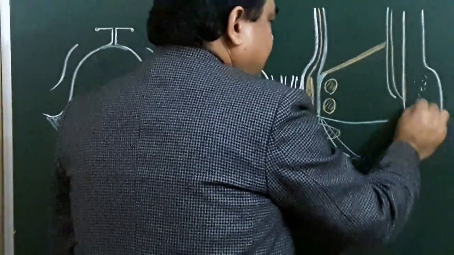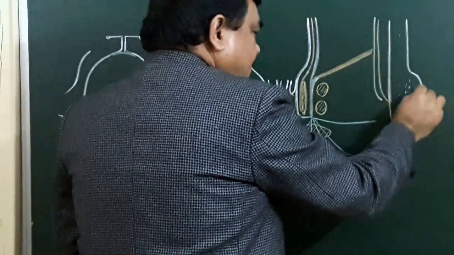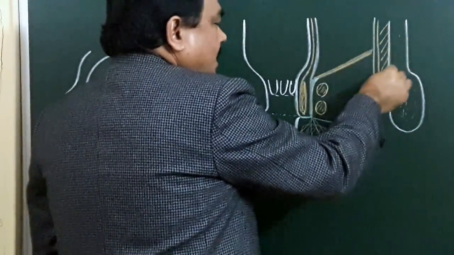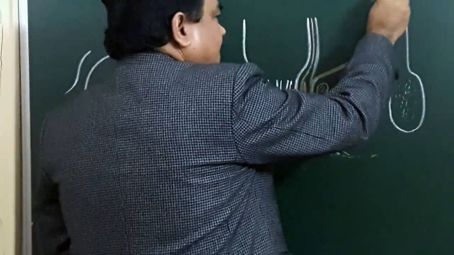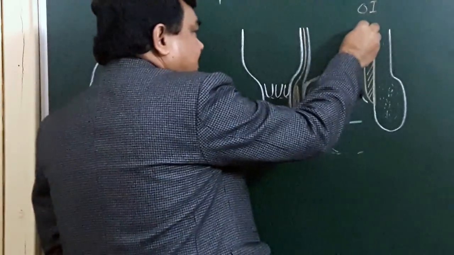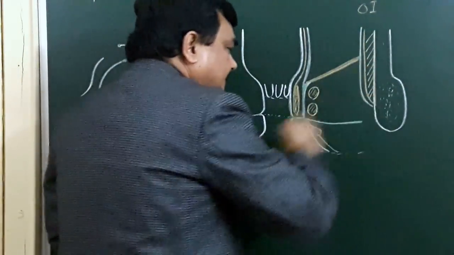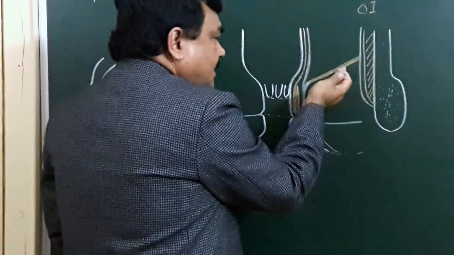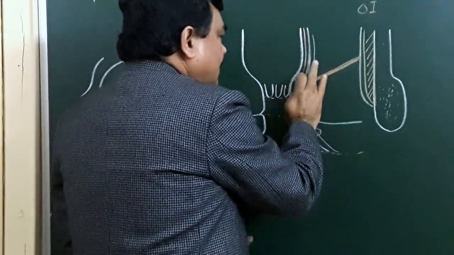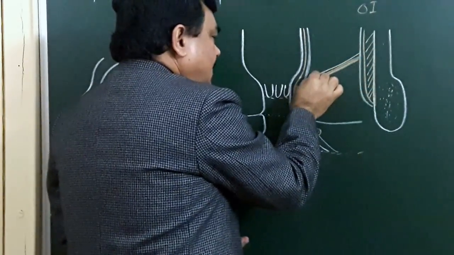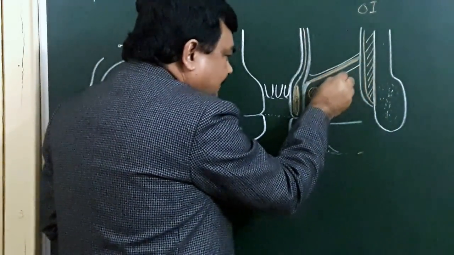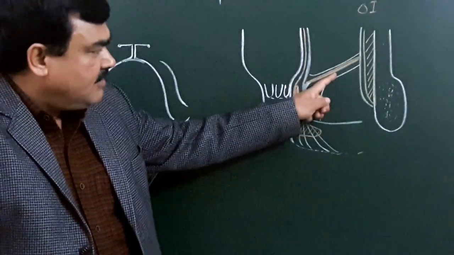This is the ischial tuberosity. So here is the obturator internus muscle. It is covered by the fascia known as the obturator fascia. This is levator ani. Superiorly it is covered by pelvic fascia, and inferiorly it is covered by anal fascia. This is anal fascia.